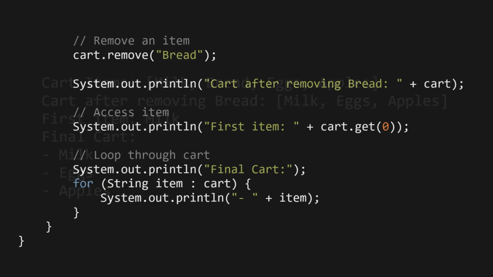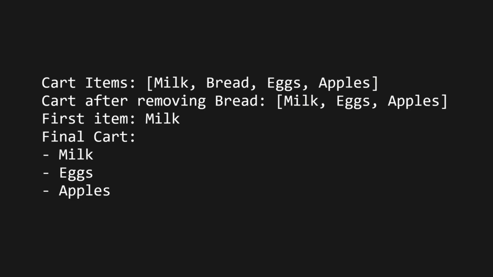And the output will be: Cart items: milk, bread, eggs, apple. Cart after removing bread: milk, eggs, apple. First item: milk. Final cart: milk, eggs, apple.